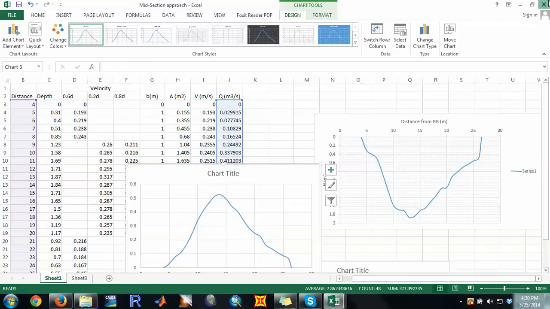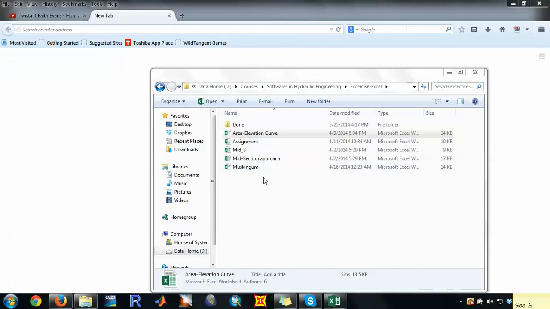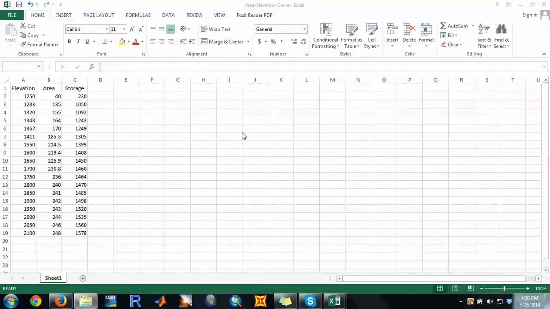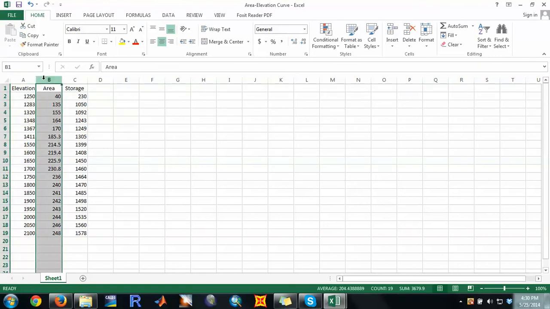And the other thing we can see here is the area elevation curve, how to develop the area elevation curve. So usually this is the elevation, this is the area at a given stage. This is usually computed by planimetry. And this is the respective storage values.